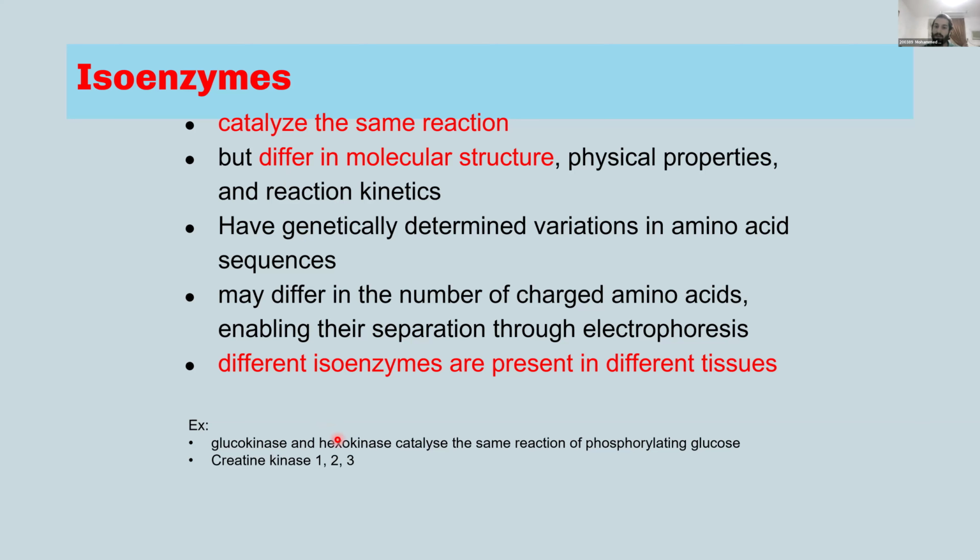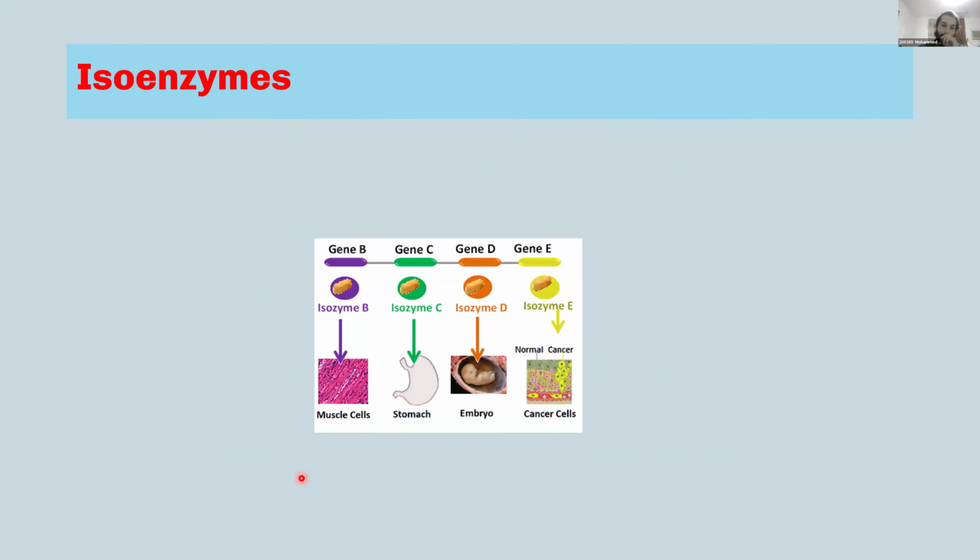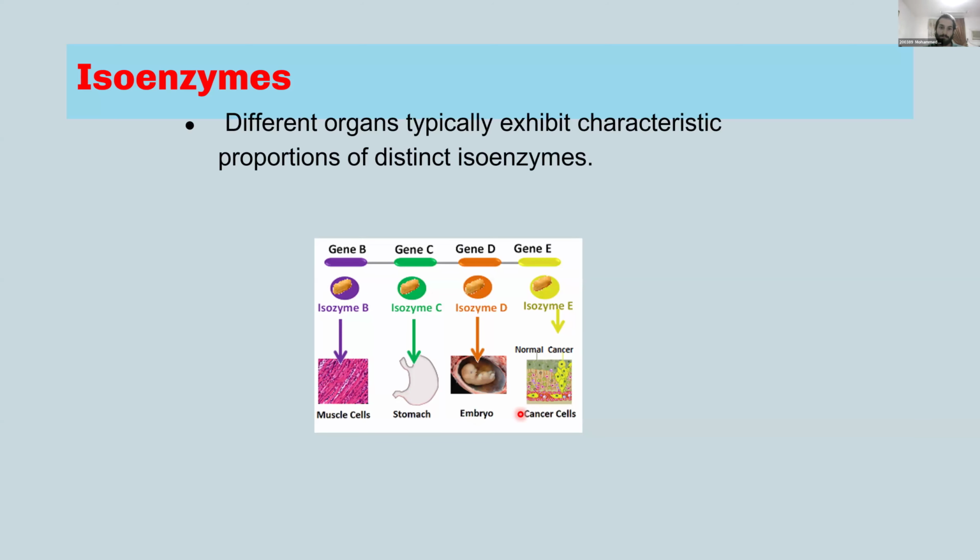Now, another example of isoenzymes: creatine kinase, CK. We have CK1, CK2, CK3. Each one is in a different organ, but all do the same function. As I said, it's because the gene makes these isoenzymes, and each one goes into a different organ, for example, but in the end, they do the same function.